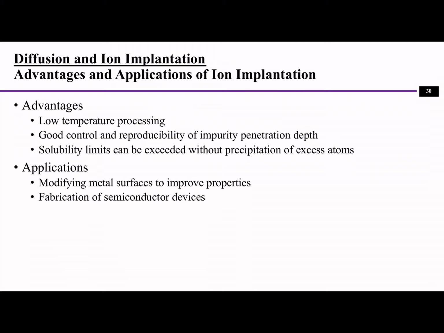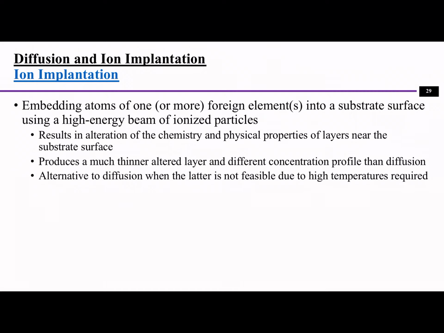The applications for ion implantation are usually modifying metal surfaces to improve properties, or fabricating semiconductor devices that need special properties for the surfaces. There's a video on the prior slide. You can watch the video by yourself.